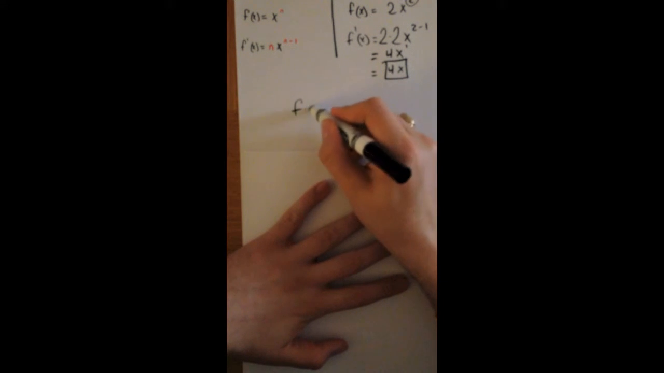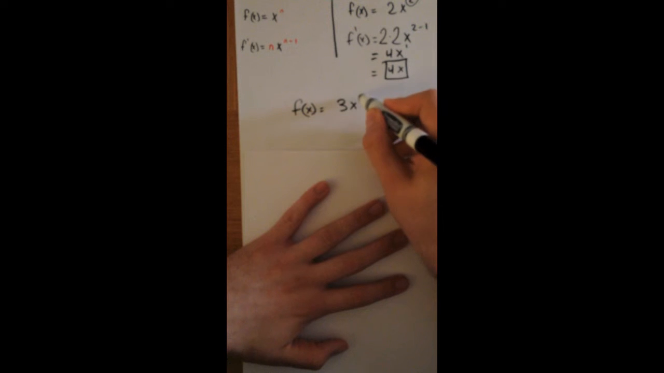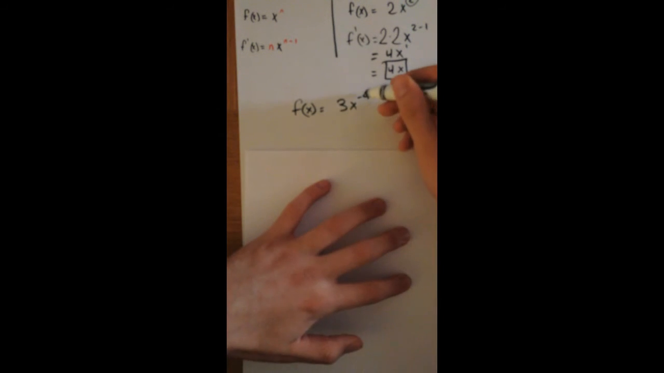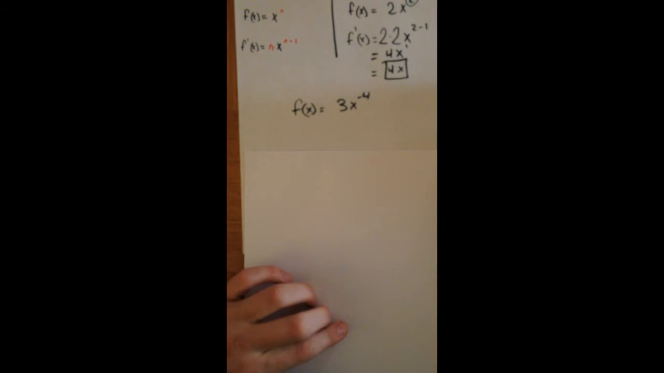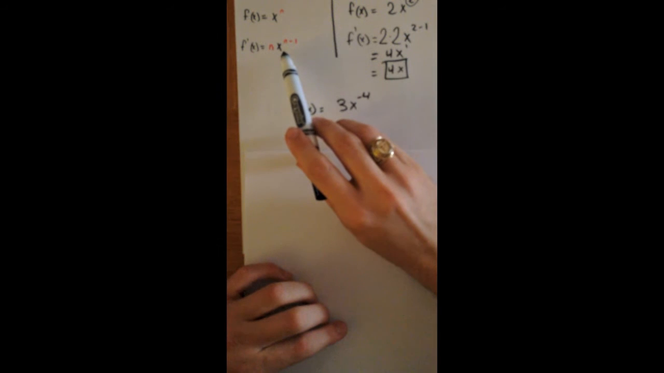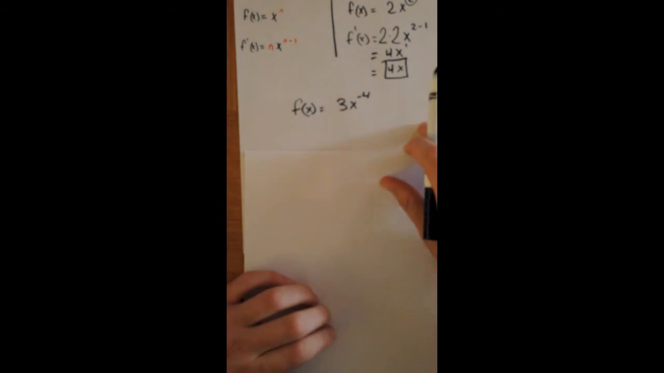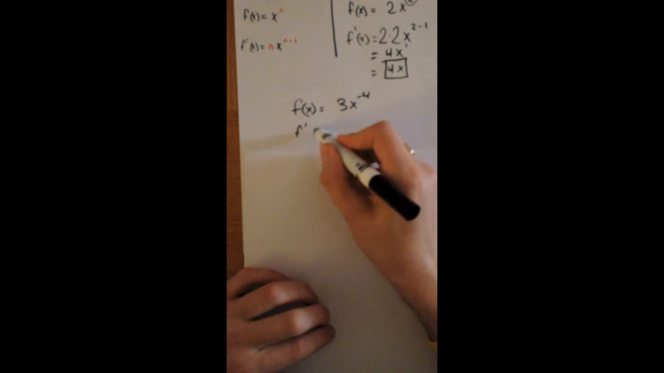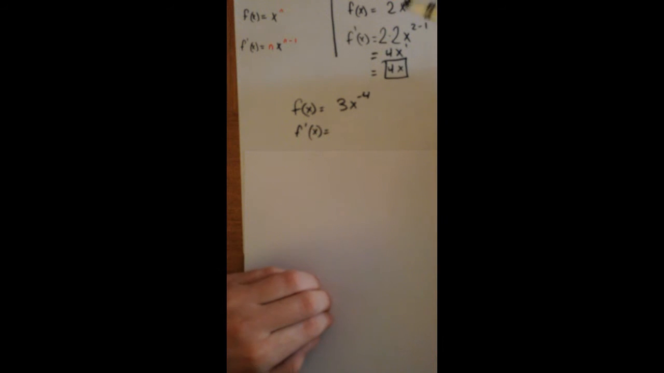Let's look at f of x is equal to 3x to the negative 4th power. Now, don't be alarmed. There is a negative power here, but it does absolutely nothing to the rules. We'll still take the n minus 1 power. Just keep in mind that this is a negative. So to find the derivative, or f prime of x, we'll do everything like we did in the first problem.